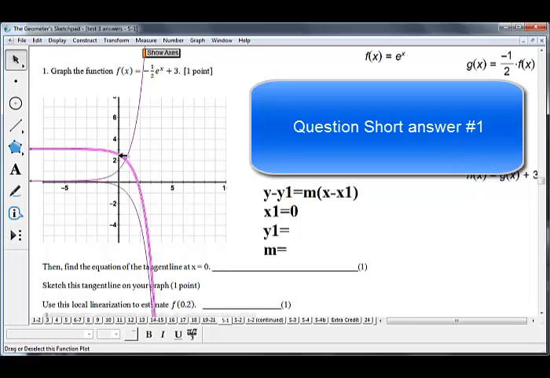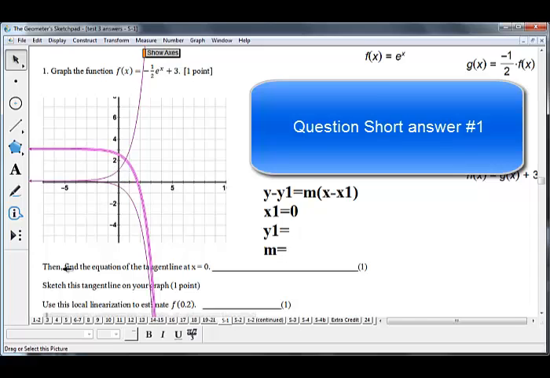And we know in particular that if I put in 0 for x, I'm going to get e to the 0, which is 1, times negative 1/2 plus 3, which would be 2.5. So this makes sense that it's going to be crossing right here at 2.5, at the point (0, 2.5).